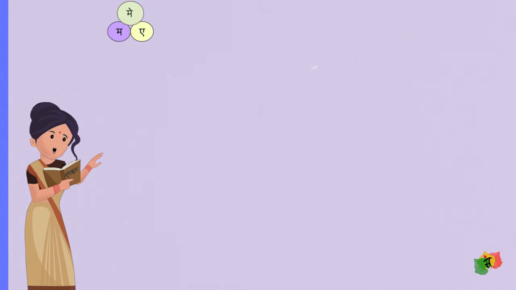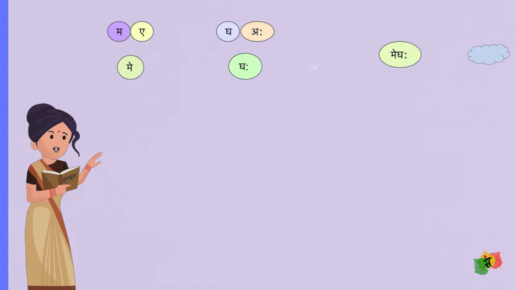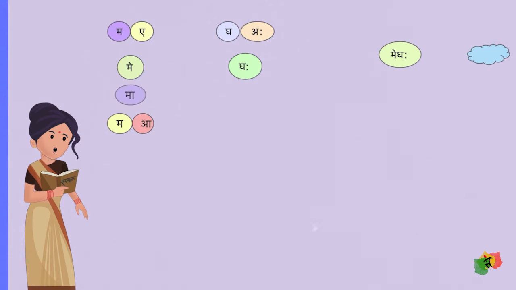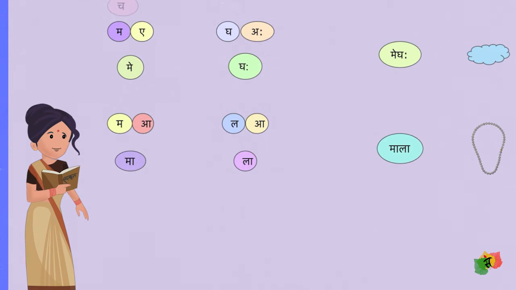When ma and e join, we get the word me. When gha and aha join, we get the word ghaha. Together, we get the word meghaha, which means cloud. When ma and a join together, we get ma. When la and a join together, we get la. Together, we get the word mala, which means necklace.